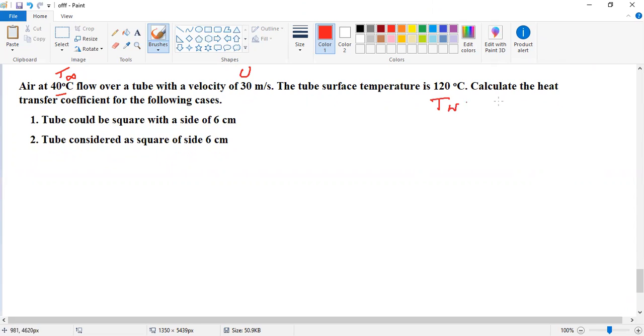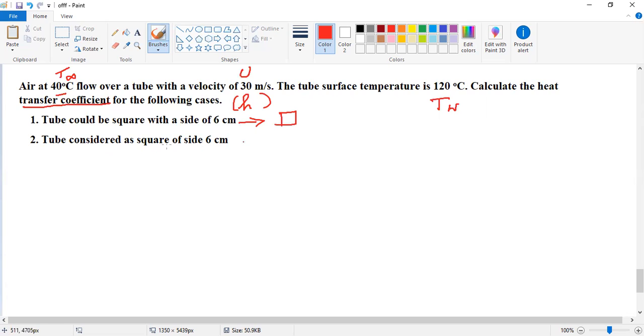And the tube surface temperature, that is TW, is given. Calculate the heat transfer coefficient, that is, we have to find the H value. Heat transfer means only Q; the heat transfer coefficient H value should be found out. So there are two cases. In the first case, the tube section is a square-shaped tube section.